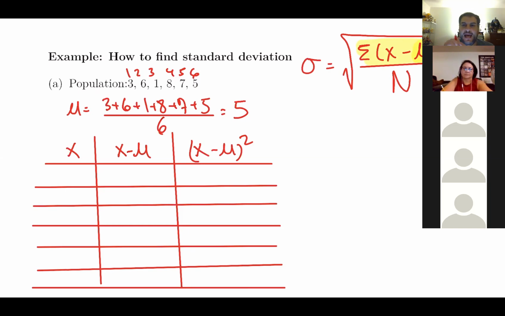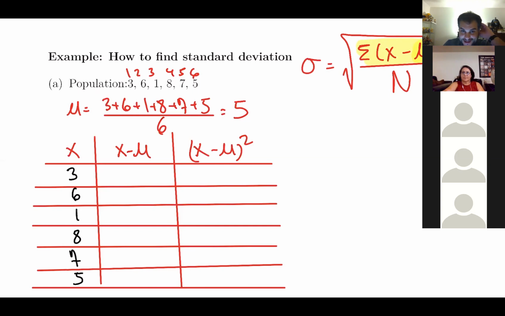Where you see X, X is my data. So I'm going to put my data. So you put 3, 6, 1, 8, 7, and 5. Any question in regard to how I got that?